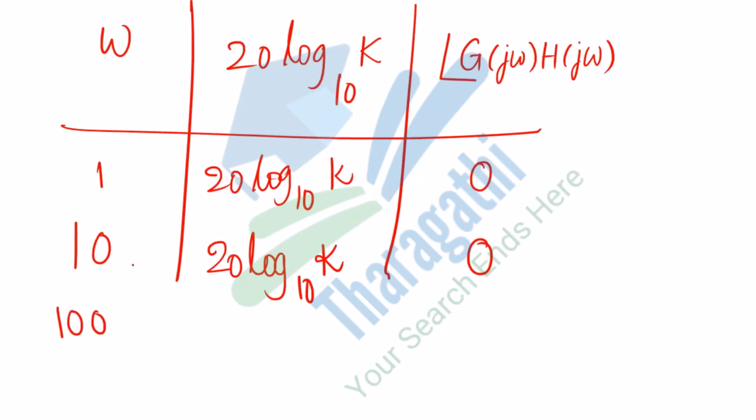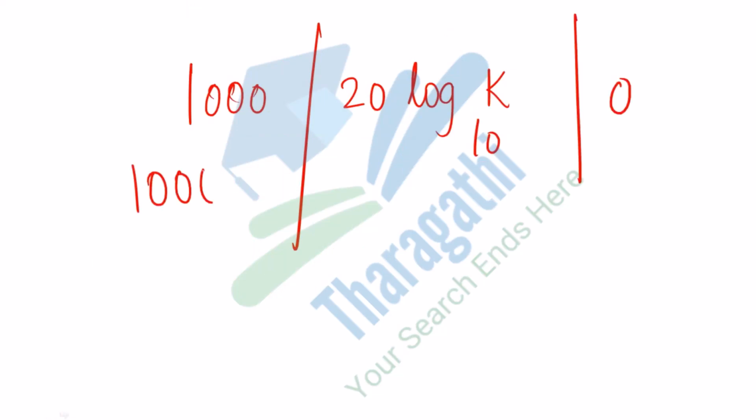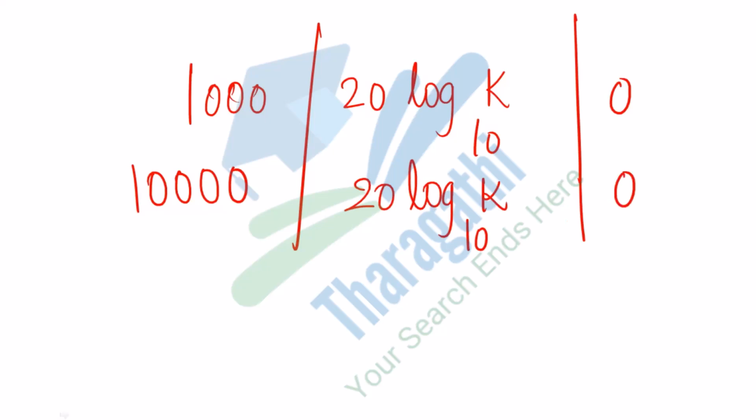Now you write the value 20 log k to the base 10, and the phase angle is also equal to 0. Now you take the decade frequency of 100, which is equal to 1000. Here also the value is 20 log k to the base 10, and the phase angle is 0. Now you take the decade frequency of 1000, which is 10,000. The magnitude is 20 log k to the base 10, and the phase angle is 0.